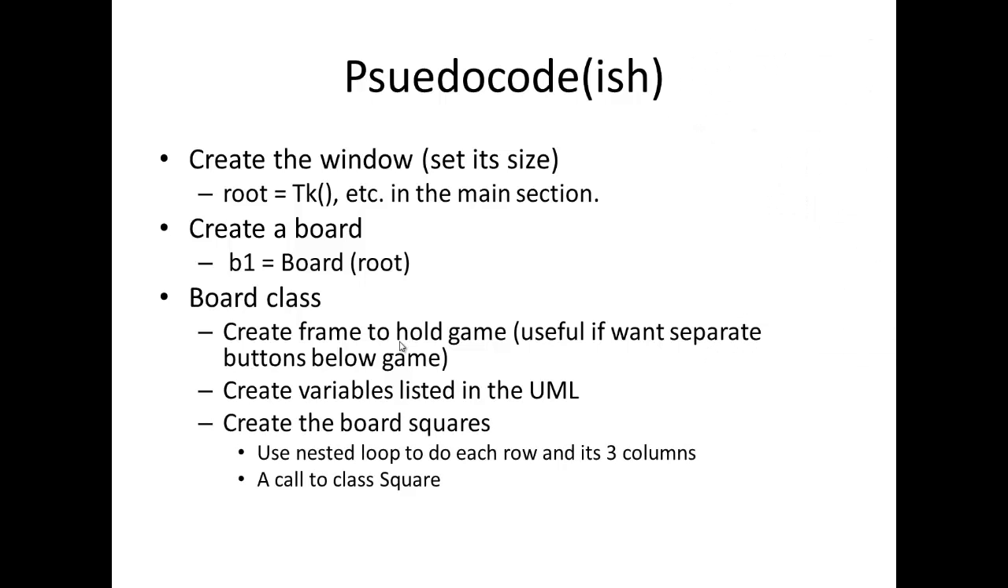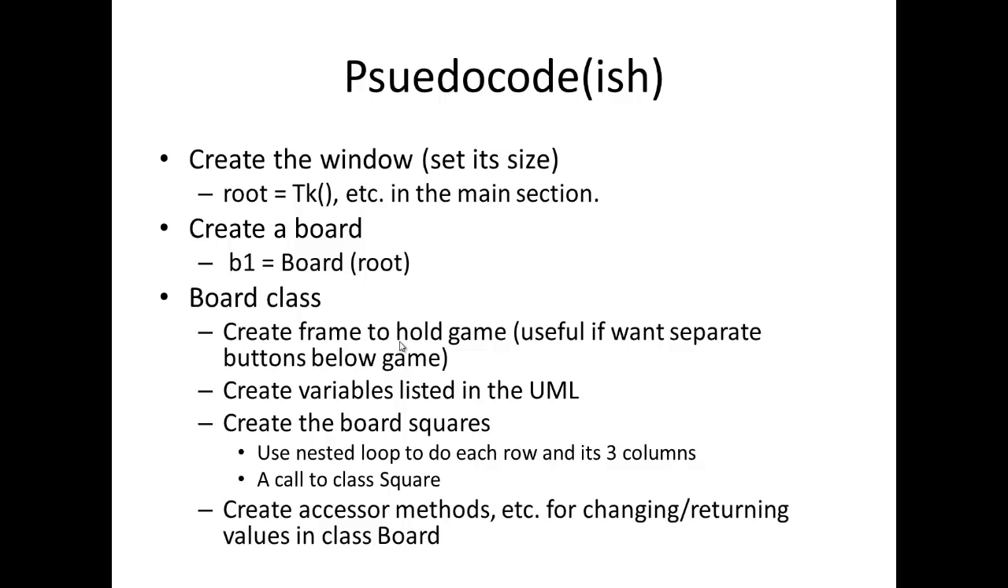And then we are going to create those board squares. We actually are going to use nested loops to create a row of labels, and then the nested loops will just move to the next row and create the 3 columns, and then the next row and create the 3 columns, and we'll just use nested loops to do that. And that'll be a call to the square class to actually create that square.